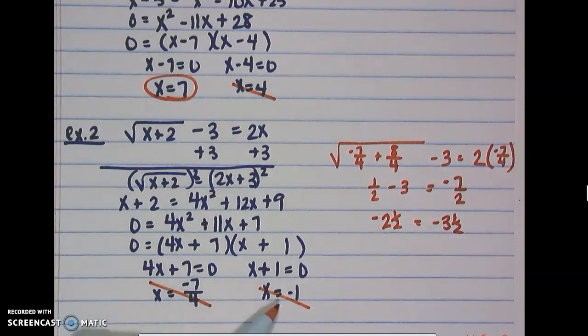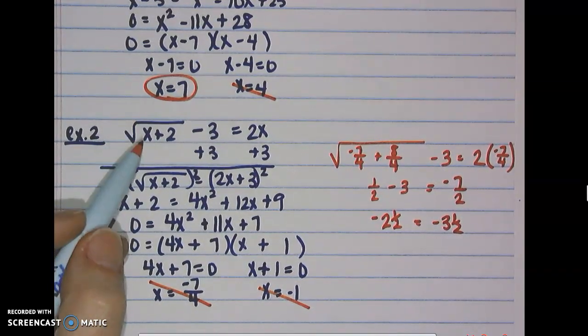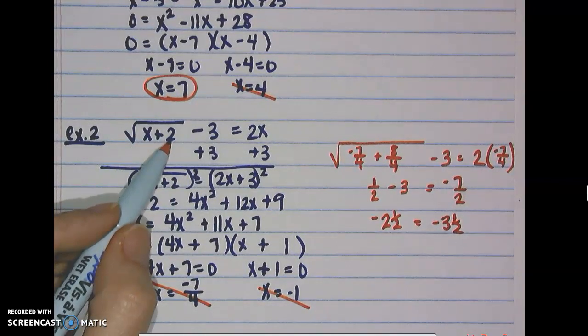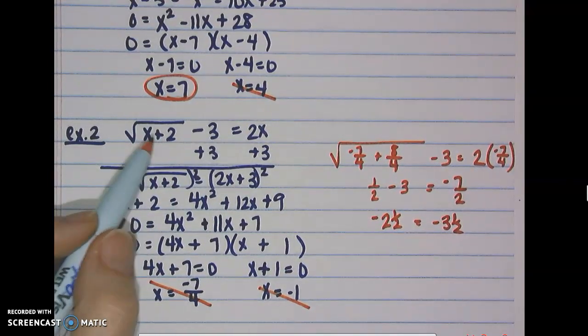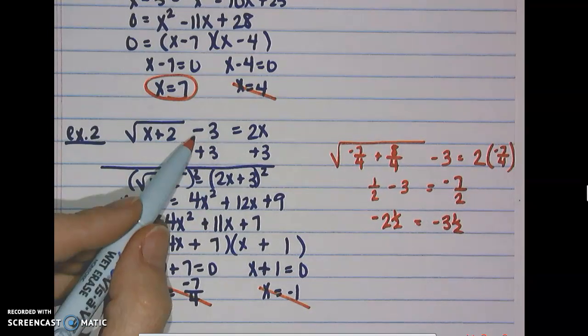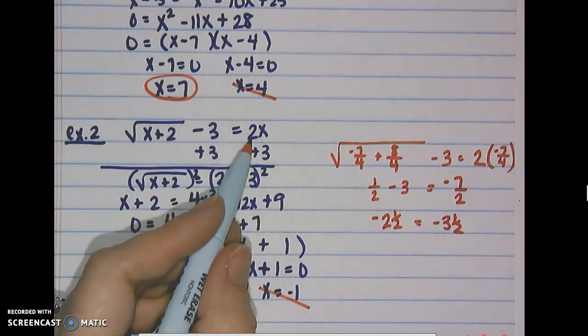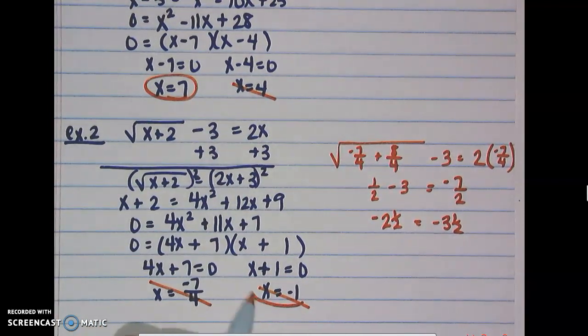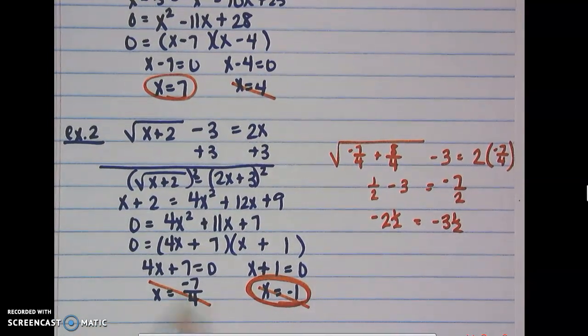Negative 1, if we plug that in, negative 1 plus 2 is 1. The square root of 1 is 1. 1 minus 3, that makes this side be negative 2. If we plug in the negative 1 for x there, we do get that to work. So ignore the fact that I crossed it off before. So negative 1 is our solution.